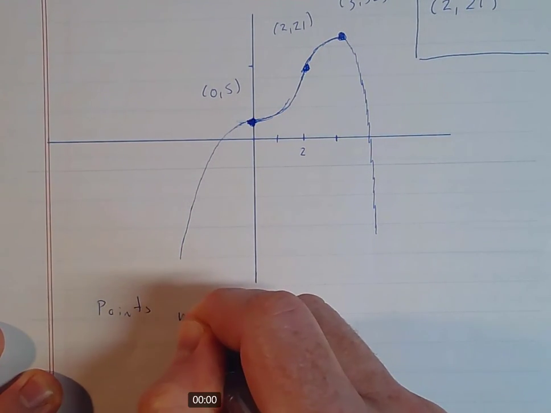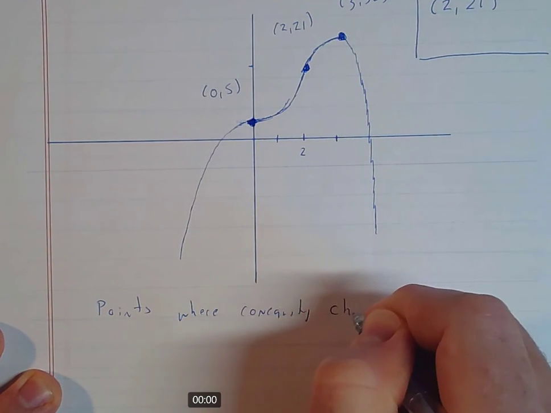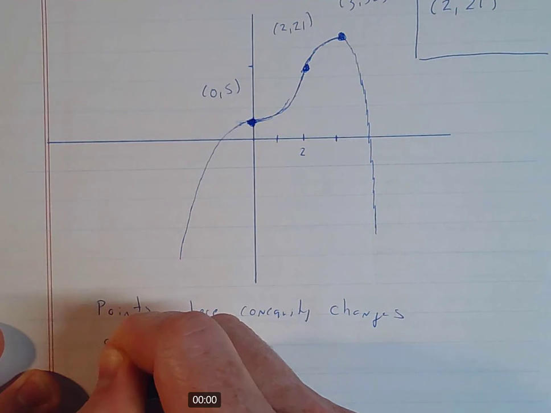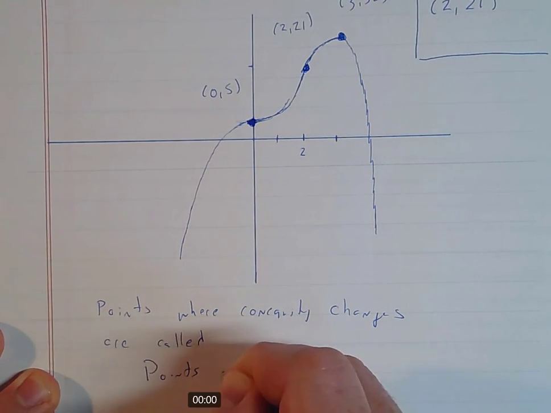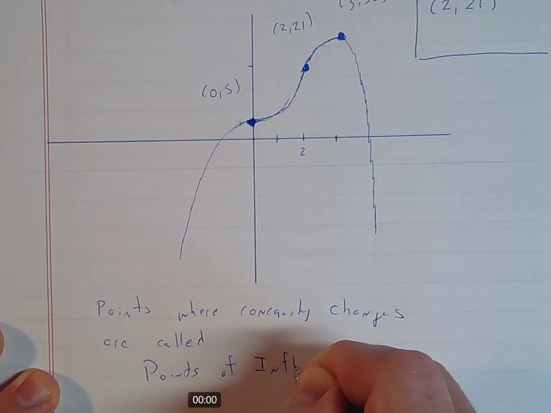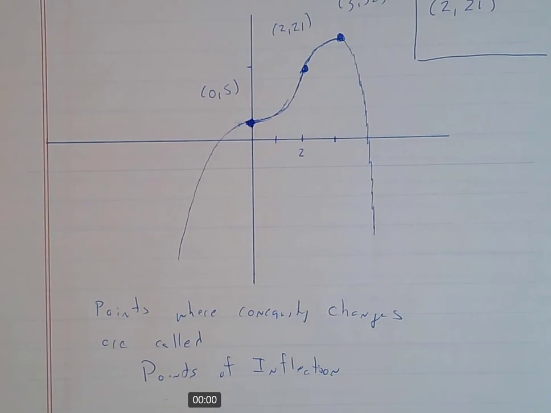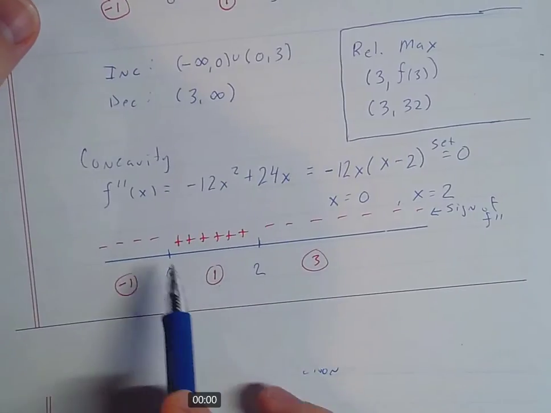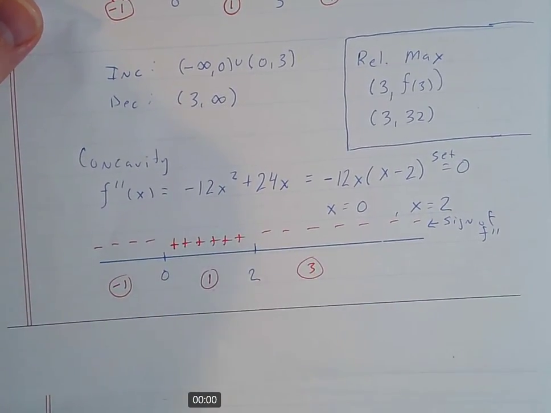Points where concavity changes are called points of inflection. Some people just call them inflection points. And so sometimes you may be asked to find the points of inflection. And what that generally means is you're looking at the second derivative, you're doing this sort of game right here, and you're just looking to see, okay, at what places do we have a switch of signs?